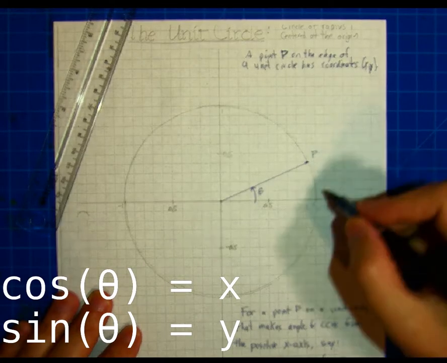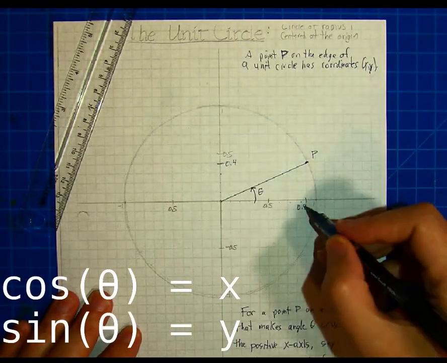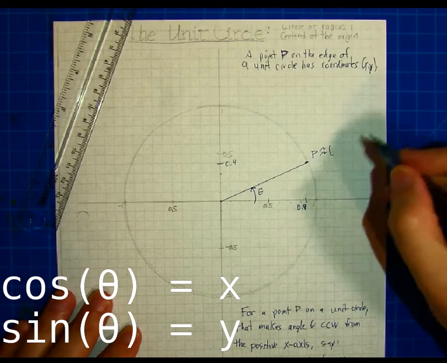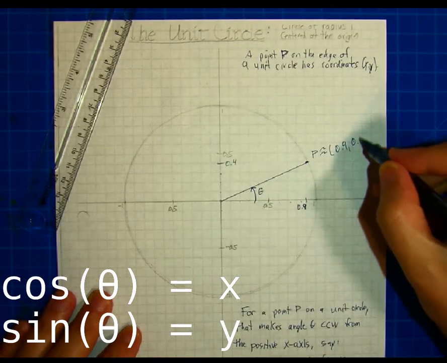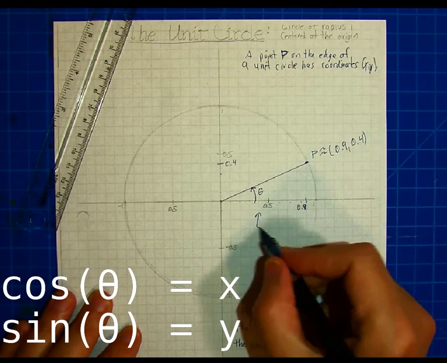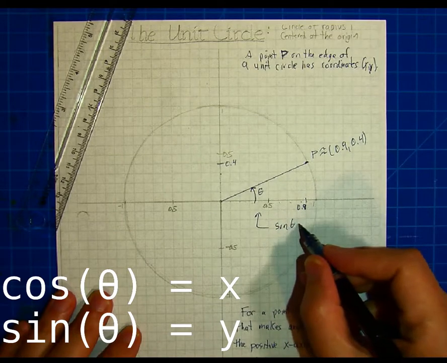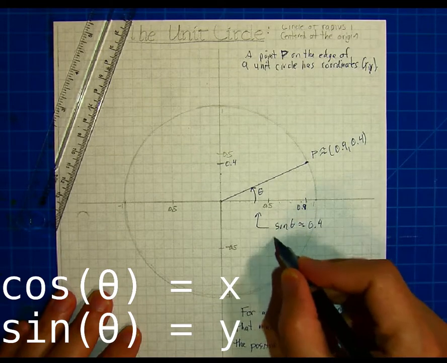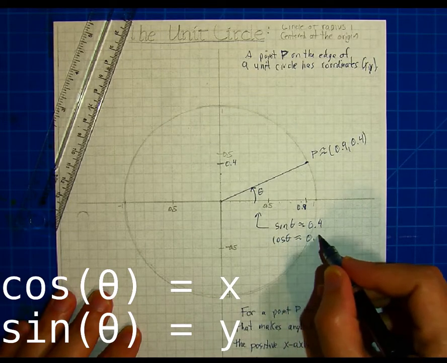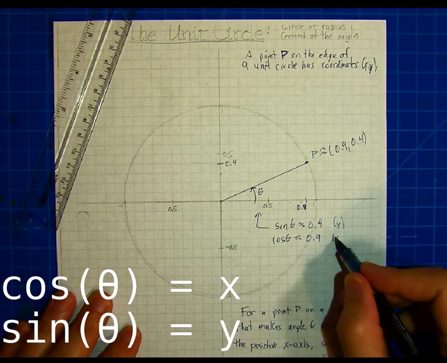Now point P in this case has coordinates. These are the approximate coordinates. I don't think this works out exactly, but P is about equal to an x coordinate of 0.9, a y coordinate of 0.4. So in this case, I would say that for this angle here and this point P, the sine of theta is about equal to 0.4. The cosine of theta is about equal to 0.9. That is, the y coordinate is sine, the x coordinate is cosine.